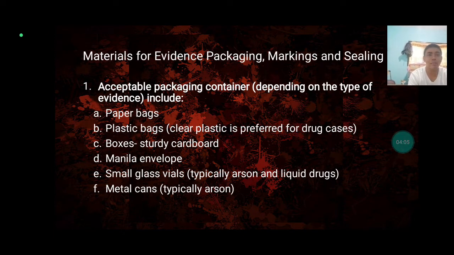So, materials of evidence packaging, markings, and sealings. Acceptable packaging containers, depending on the type of evidence, include paper bags, plastic bags, boxes, manila envelopes, small glass vials, and metal cans. These are the materials that could be used to collect evidence at the crime scene. It depends on what the evidence is and what container could be used for collecting it.